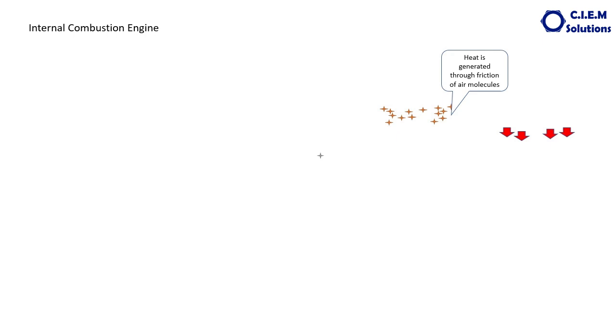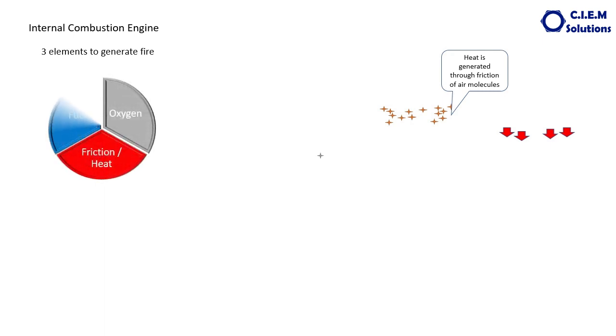After seeing those two cycles, the Otto cycle and the diesel cycle, one thing we have observed is that to generate the power inside the engine, we need three elements. One is oxygen, the other one is fuel, whether it's petrol or diesel, and the third one is friction or heat. So how they contribute to generate thermal energy or heat, let us see. To generate any fire or combustion, these three elements are required.